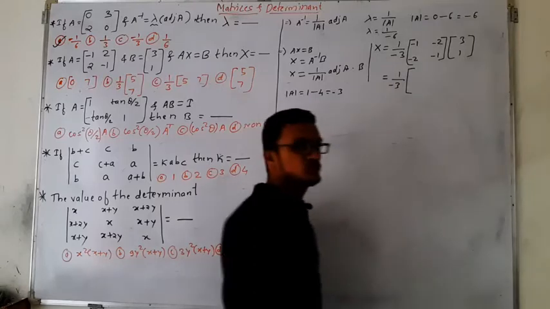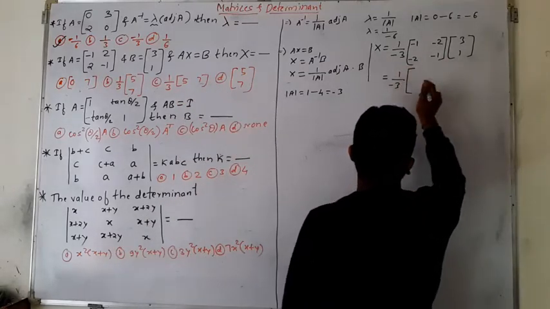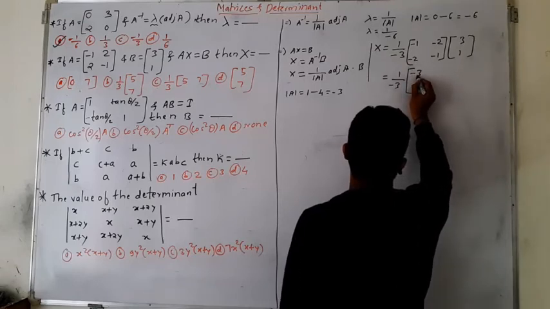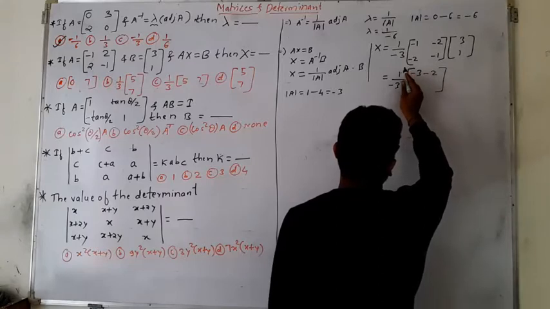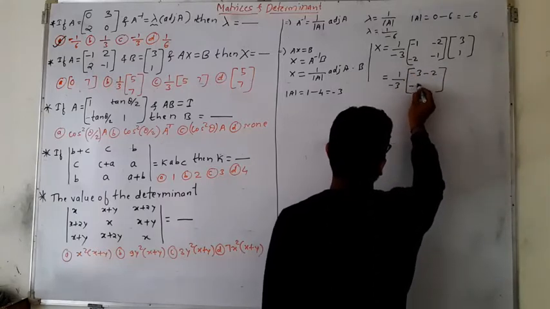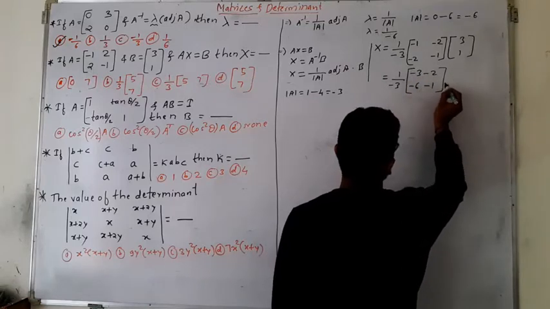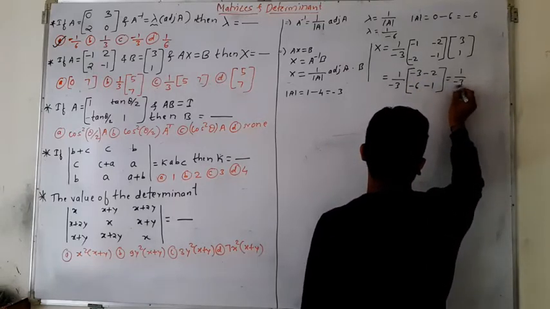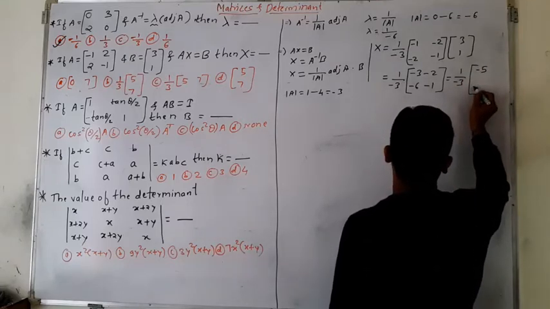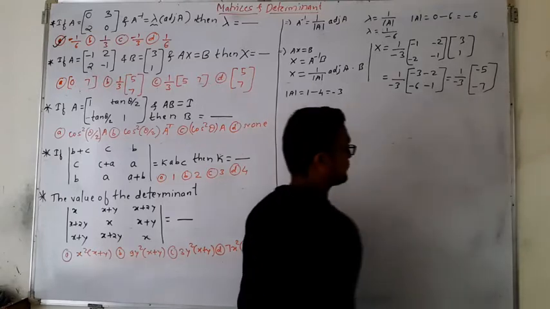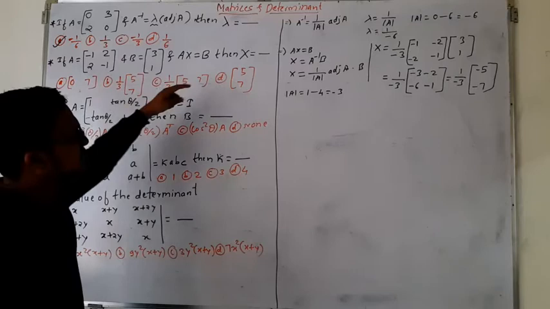Now multiply these two matrices. First row, first column: minus 1 into 3, minus 2 into 1, minus 5. Now second row, first column: minus 2 3s are 6, then minus 1 into 1, it is minus 1, so minus 7. So this is 1 upon minus 3 of the matrix with minus 5 and minus 7. Just check, do we have that type of option here?